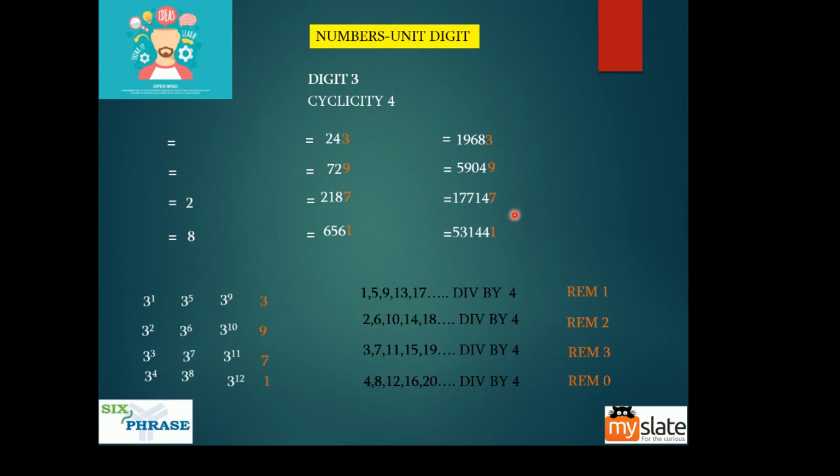So we look at a couple of problems. 3 power 35. So what do you do? Take 35 divided by 4. You will get a remainder of 3. So when you get a remainder of 3, 7 is your unit digit. 3 power 89, divided by 4. What is the remainder that you get? It is 1, right? So when you get a remainder of 1, 3 is your unit digit. Pretty simple, right? Yes, very simple problems.